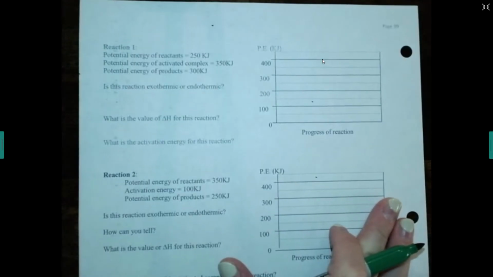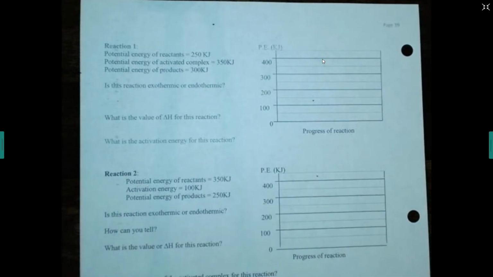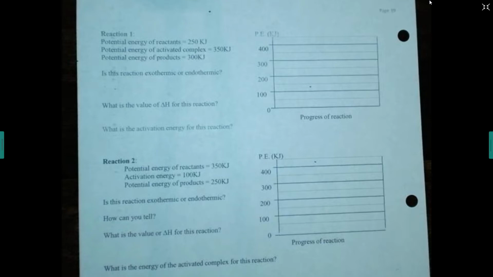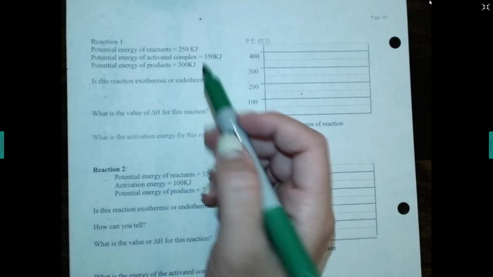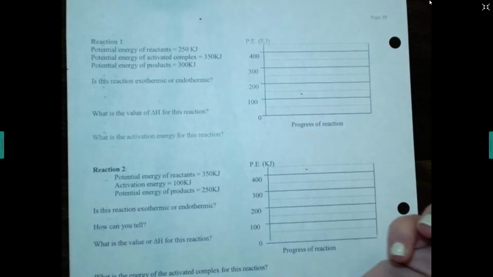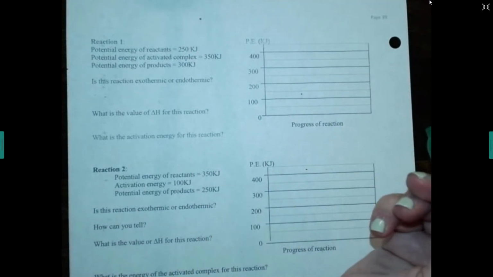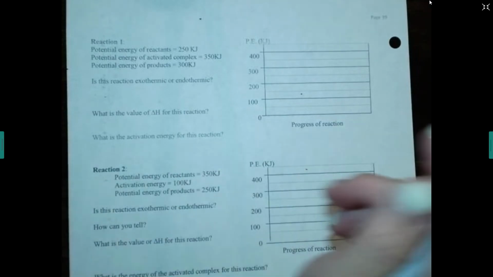Okay, let's flip over here. We're going to go back now to our energy diagrams, and we're going to do some practice problems with these. All right, so the first one says, reaction 1. It gives us a few numbers, and it wants us to basically plot the energy diagram. These are sometimes called potential energy diagrams.